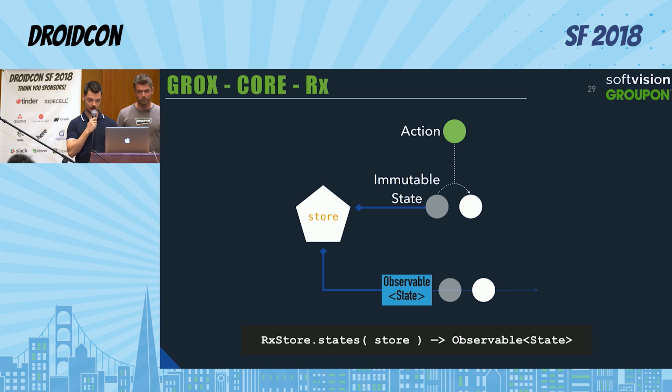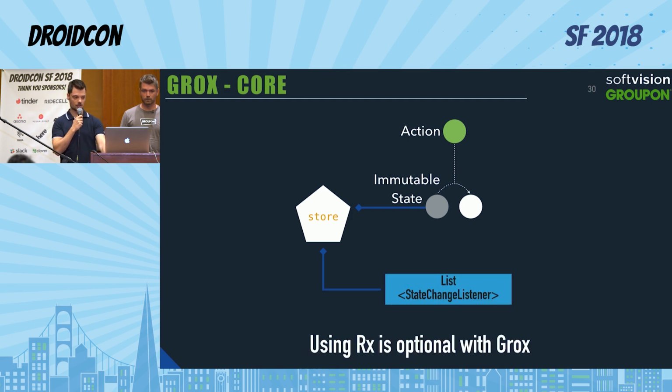So you have the Rx store that has the state methods that will let you use the store as a stream of state, an observable of states. So you can subscribe to it and be notified every time a new state is produced. But Rx is optional. You can also use it in a traditional way with a state change listener.